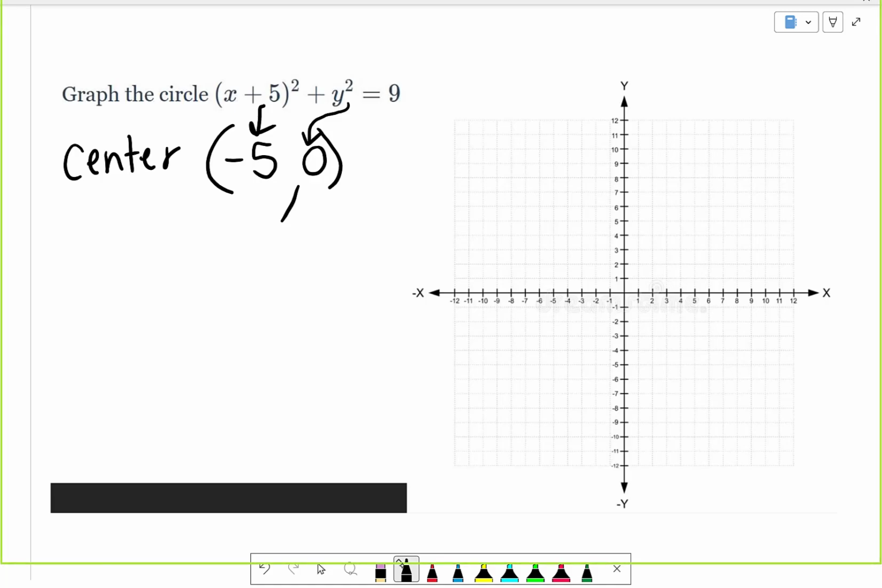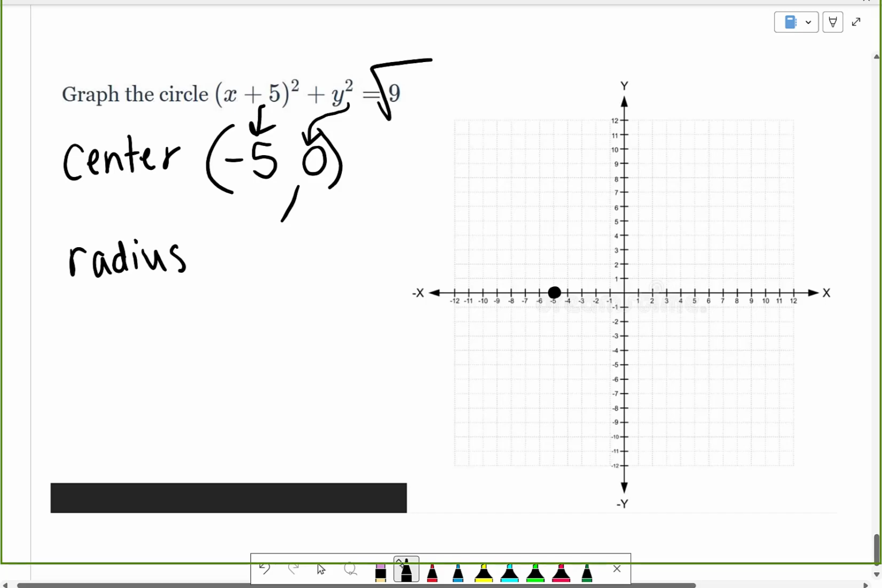So the center is -5, 0. So it's right there. Next, we need to solve for the radius. That means we need to do the square root of 9, which is equal to 3, because 3 times 3 is 9. So we're going to put the 3 down here.